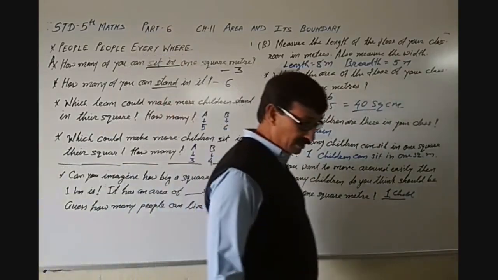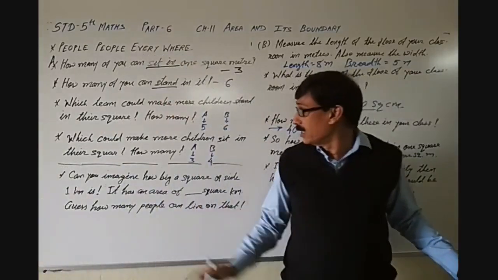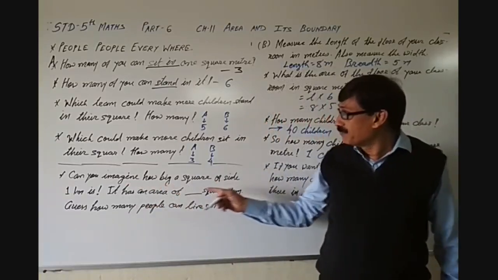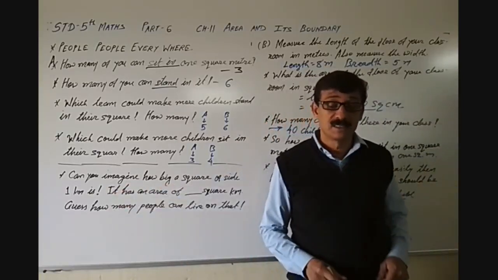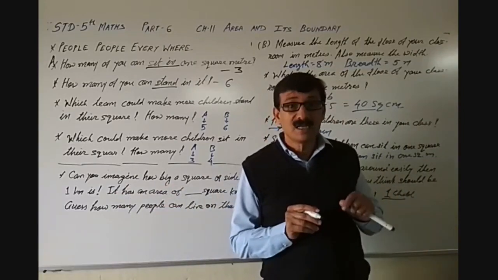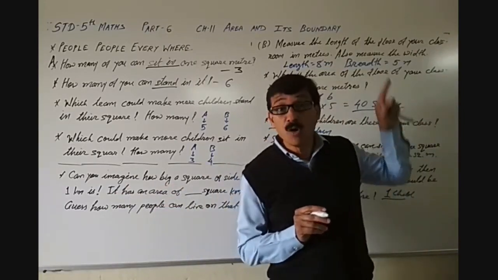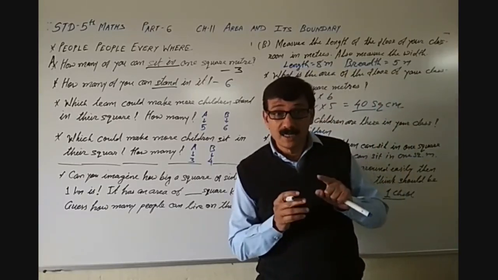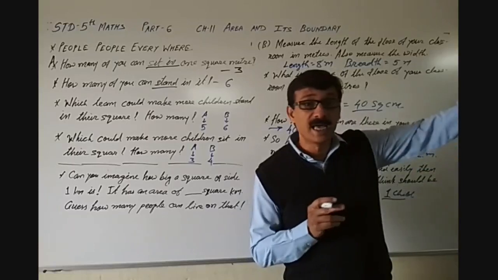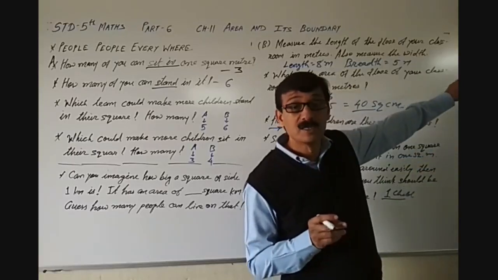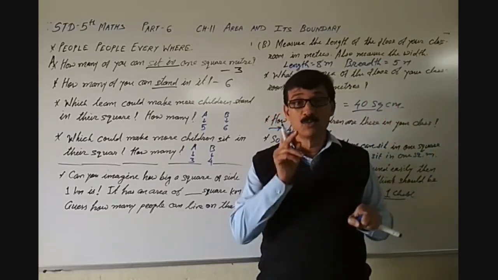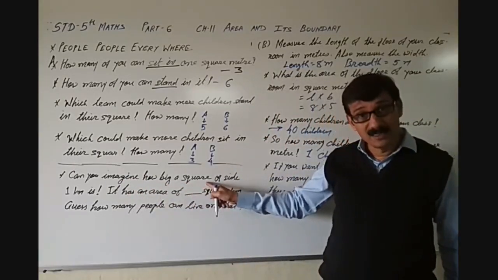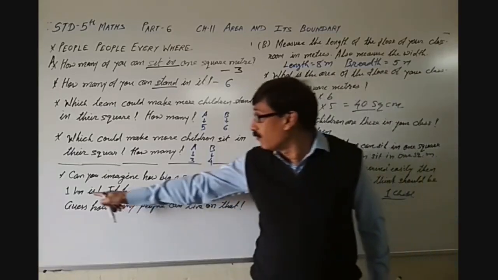Okay, one more question is there. Can you imagine how big a square of side 1 kilometer is? Now, first of all, can you imagine how long is 1 kilometer? Okay, then imagine 1 kilometer long and 1 kilometer wide square. That is 1 square kilometer.